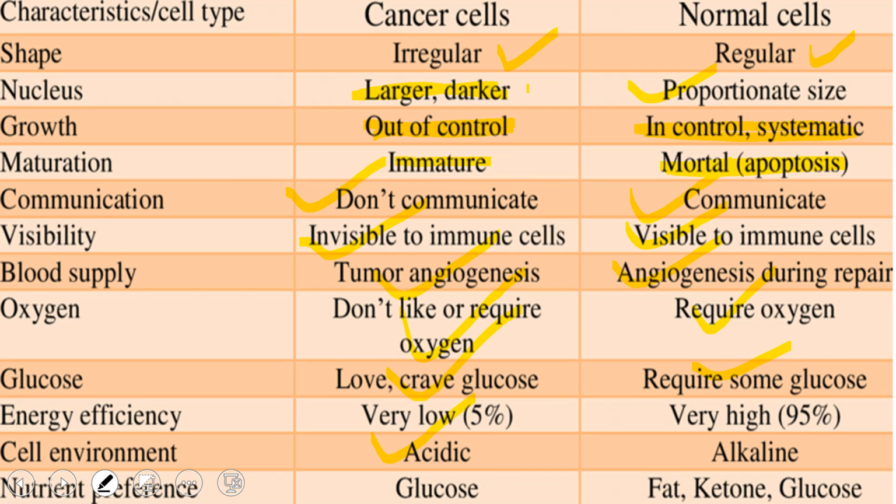Environment: because of more lactic acid formation, the cancer cell environment will be acidic, whereas the normal cell environment will be alkaline. And the nutrient which cancer cells prefer is glucose because it is easily metabolized and gives energy easily, whereas normal cells can use fat, ketones and glucose. So these are the basic characteristic features of cancer cells which are different from normal cells. Today we have seen the difference between benign tumors and malignant tumors, their different characteristic features, and we have also differentiated between normal cells and cancer cells.